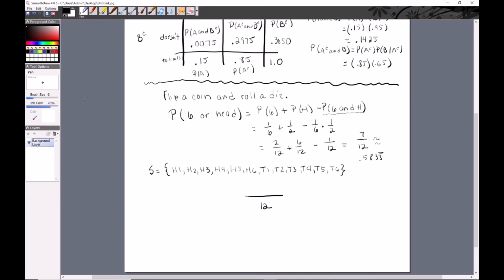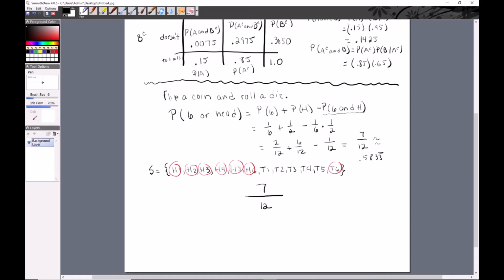And let's just circle everything here that's either a head or a 6. So it's a head and a 1. There's head, head, head, head, head, head, and a 6. That's 7 out of 12. See how easy that was? And all it is is success out of total.